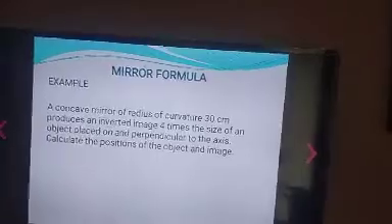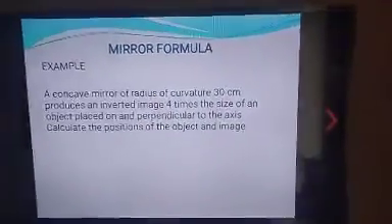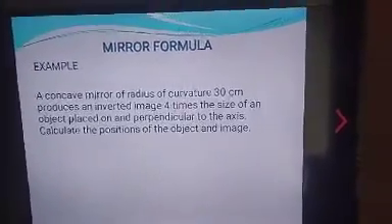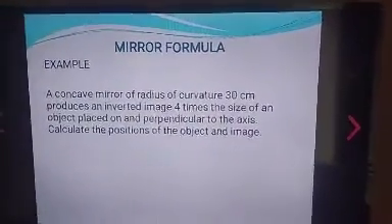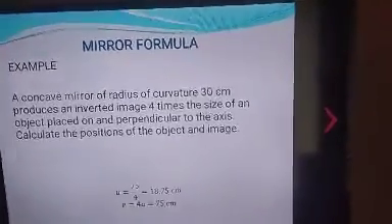A concave mirror of radius of curvature 30 cm produces an inverted image 4 times the size of an object placed on and perpendicular to the axis. Calculate the position of the object and image. Okay, let's see the solution to that.